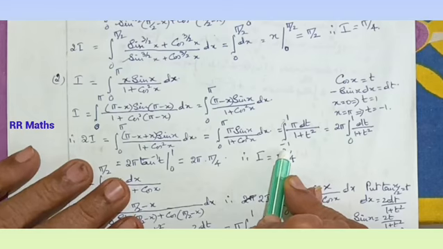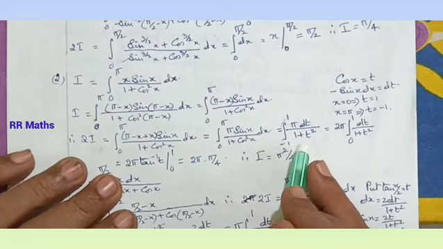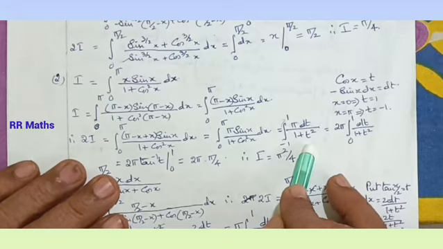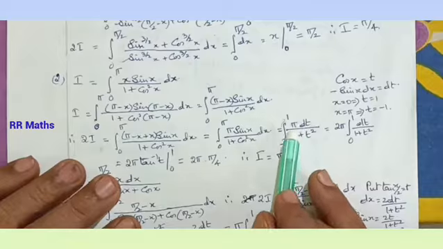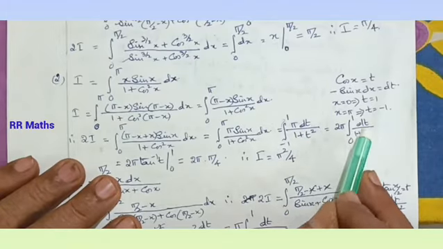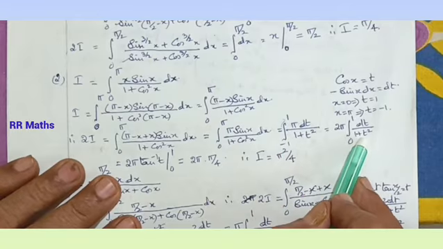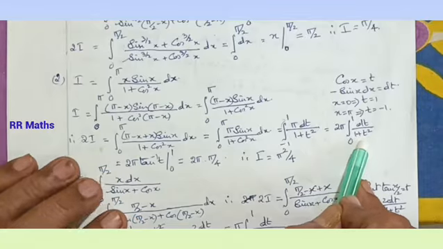Now we'll use another property here. Minus a to plus a will become 2 times 0 to a for an even function. So here 1 by 1 plus t square is an even function, and therefore integral minus 1 to 1 can be written as 2 times integral 0 to 1. Pi being constant is taken outside. So inside you have dt by 1 plus t square.